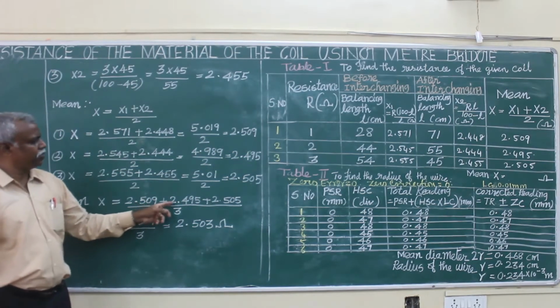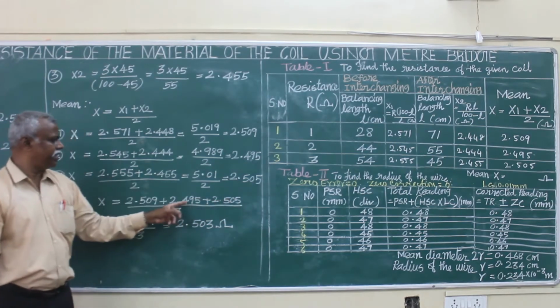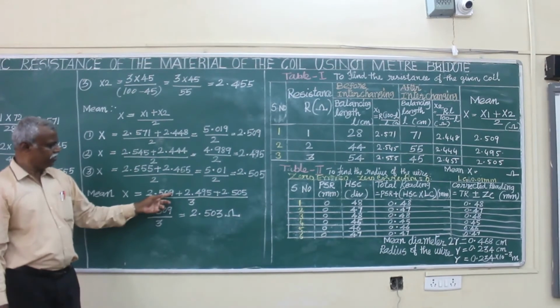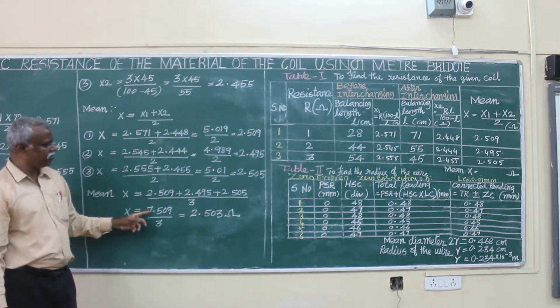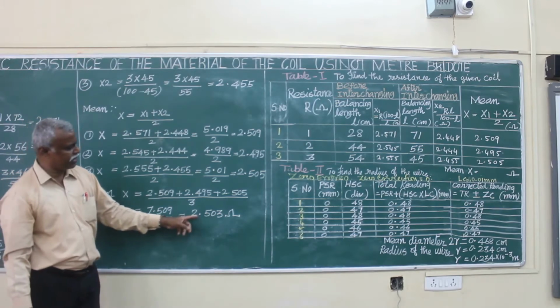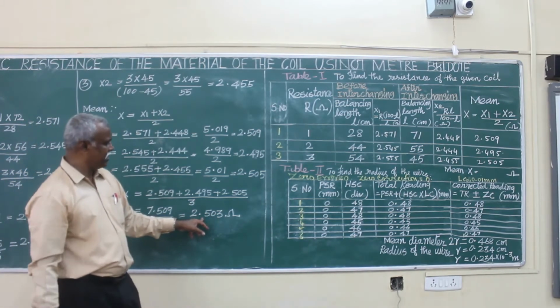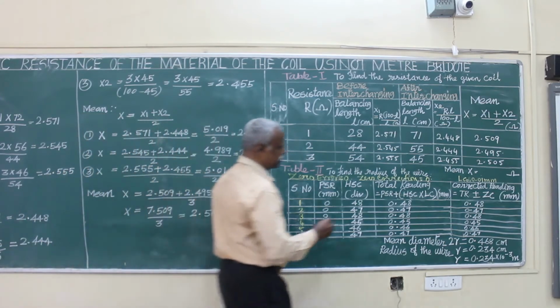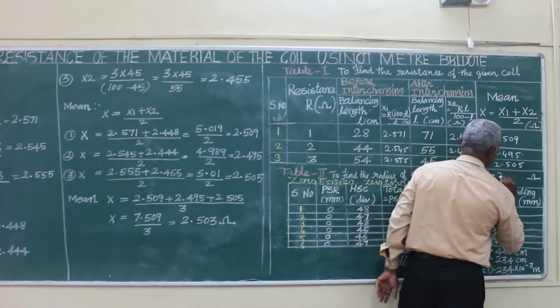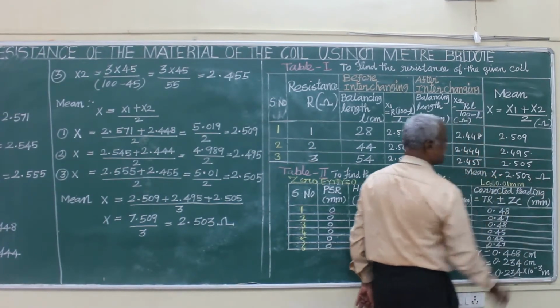2.509 plus 2.495 plus 2.505 divided by 3 equal to, if you add all the values, you are getting 7.509 divided by 3, you are getting the value of 2.503. So this is the mean value, you have to write it down, 2.503. This is the mean value of x.